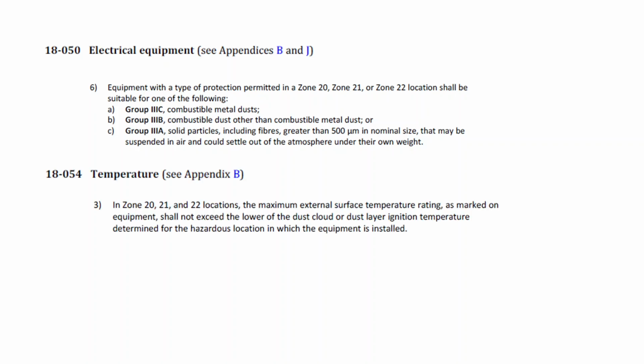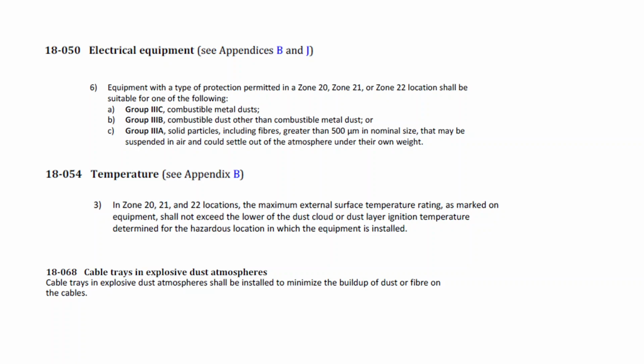18050, Subrule 3, also indicates that for zones 20, 21, and 22, the maximum external surface temperature rating as marked on the equipment shall not exceed the lower of the dust cloud or dust layer ignition temperature determined for that particular location. So they're saying the surface of the equipment can't get that warm. And this is a tricky one to determine because sometimes equipment can have layers of dust on it, and that's not the error of the designer or electrician, it's due to poor housekeeping.